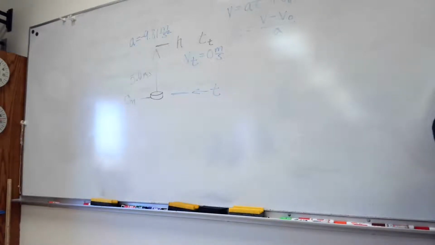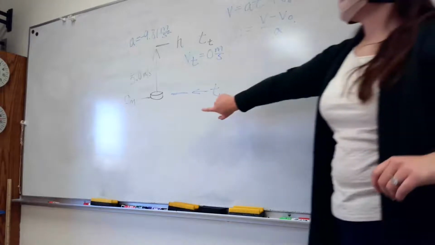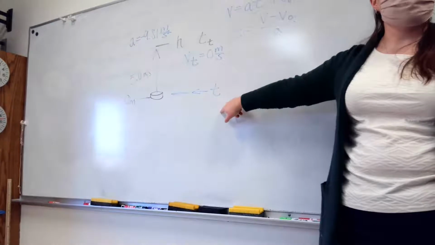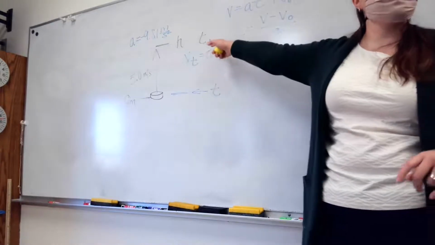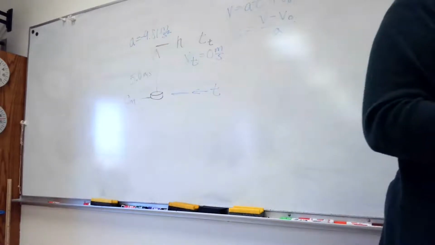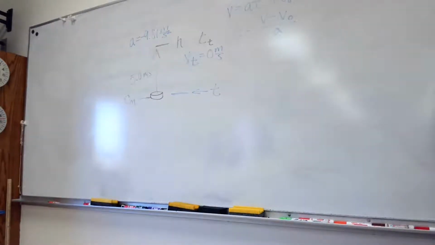Does that kind of make sense? So the time to the top is equal to the time it takes for it to fall back down again. This time to the top is actually really helpful because it's half of our total time. Does that make sense? Okay. There's actually another way that we can solve this, and we're going to go back and talk about this in a second.